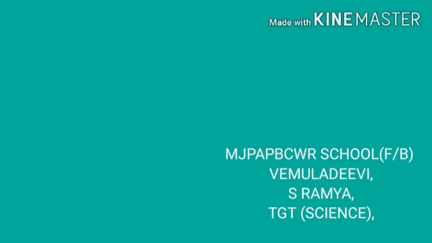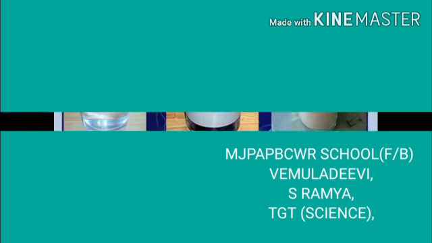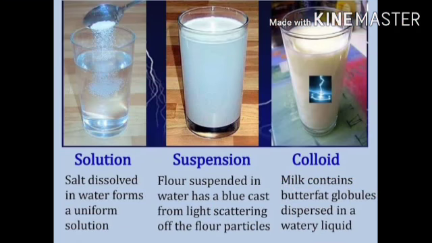So, we are going to discuss today the topic Tyndall Effect. This is one of the properties we are going to discuss for solutions, colloids and also suspensions. In a solution, the solute is completely dissolved in the solvent. Examples are sugar in water, salt in water, alcohol in water, and also potassium permanganate solution and copper sulfate solution. These we all know.